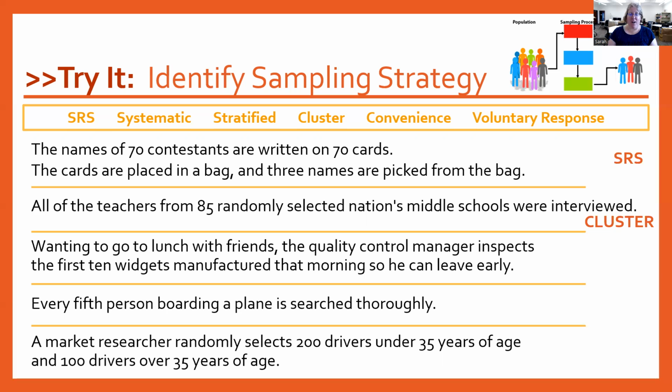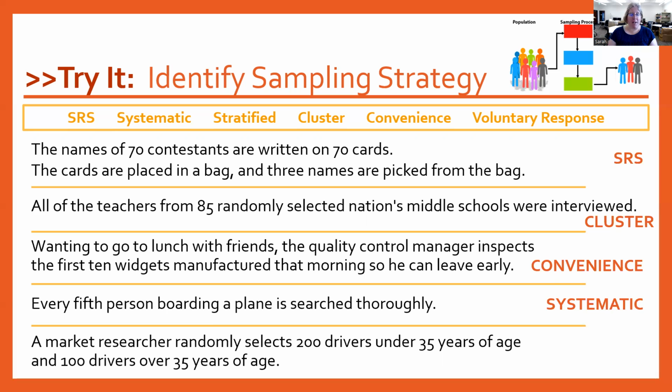Wanting to go to lunch with friends, the quality control manager inspects the first 10 widgets manufactured that morning so he can leave early. Yeah, that's going to be a convenient sample. That's not the way you want to do that. Every 5th person boarding a plane is searched thoroughly. That's going to be systematic.